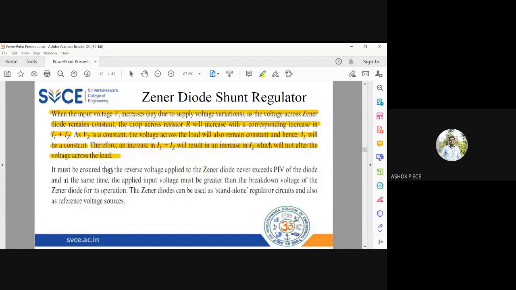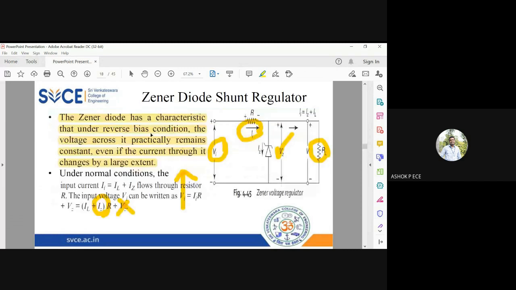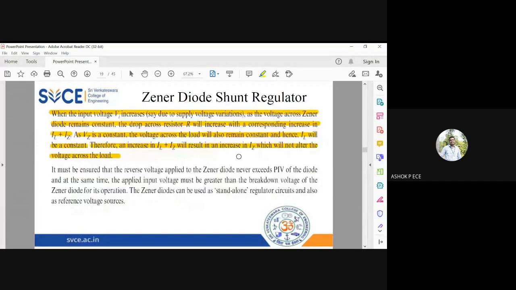The same happens in the reverse case when the input voltage is going to decrease. When the input voltage decreases, VZ is constant, so IL plus IZ also has to decrease. But again, IL is constant. So IZ will decrease itself to ensure that the output voltage does not change because of the change in the input voltage. That is the beauty. The Zener diode will adjust itself. The beauty is that VZ is kept constant and IZ will increase or decrease depending on the conditions of your circuit. And this is possible only when you reverse bias your Zener diode.